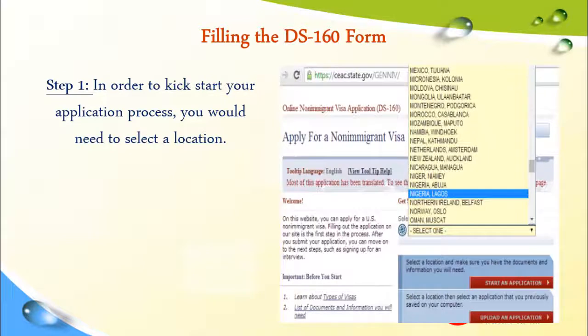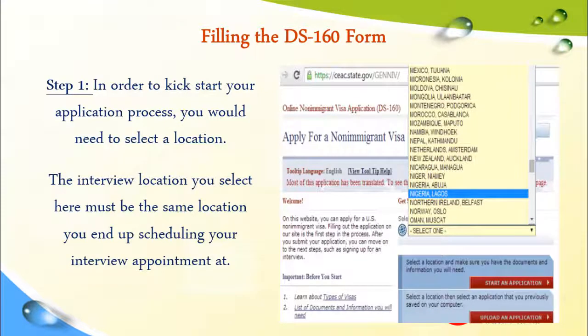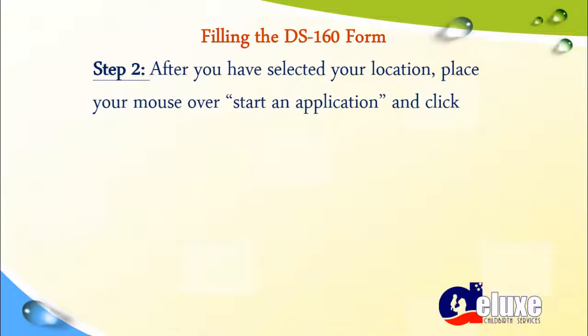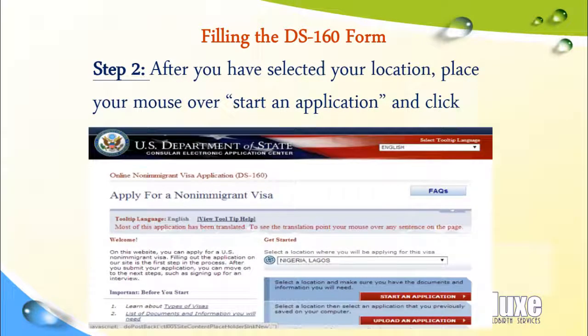Step 1. In order to kickstart your application process, you would need to select a location. The interview location you select here must be the same location you end up scheduling your interview appointment at. Step 2. After you've selected your location, place your mouse over Start an Application and click.